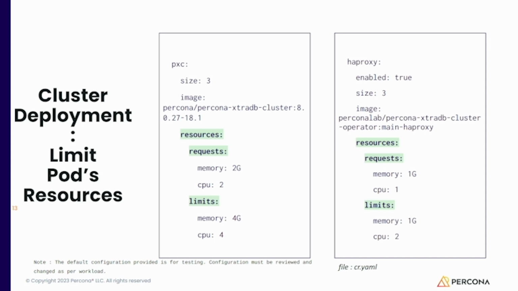How do you request resources? There is one file named cr.yaml in which you need to specify all the configuration for the Kubernetes deployment. In one part of the cr.yaml file, you need to specify the hardware resources. The left box is, for example, for PXC. The right box is for HAProxy, load balancing. I will talk about that in a bit. There is a resource section in which you can specify the requests and the limits.